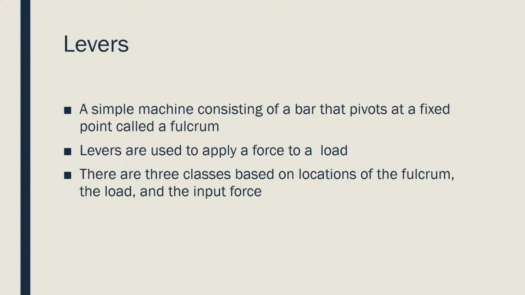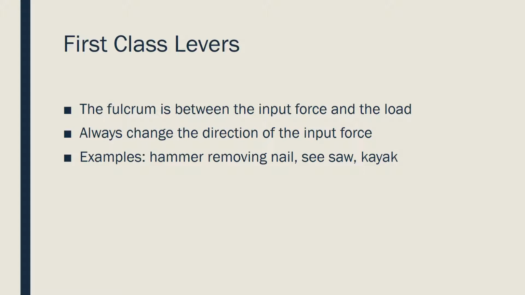A lever is a simple machine that consists of a bar that pivots at a fixed point called a fulcrum. Levers are typically used to apply a force to a load, and there are 3 different classes based on the location of the fulcrum, the load, and the input force. We're going to go through the next 3 slides to help you understand what that means. I'll draw a little bit better in class to show you examples of these, but I'll try to explain as best as I can here.